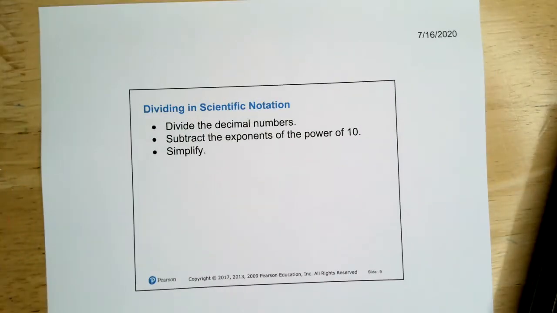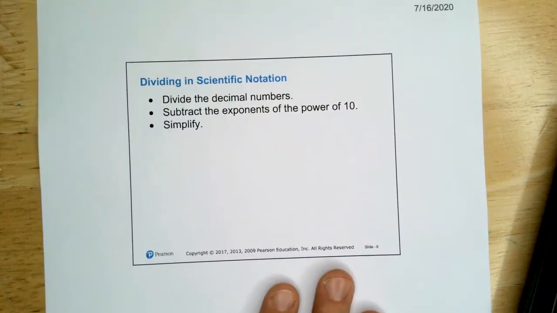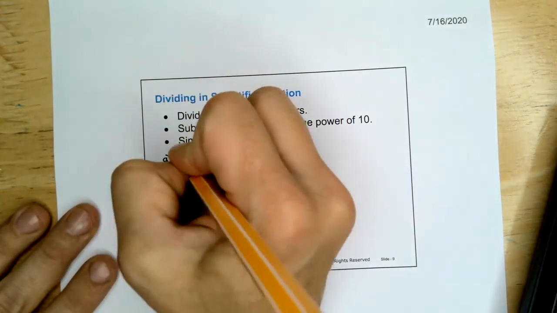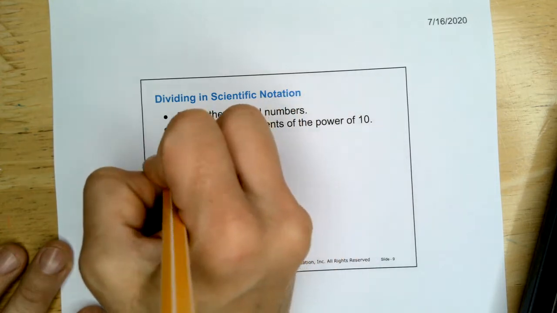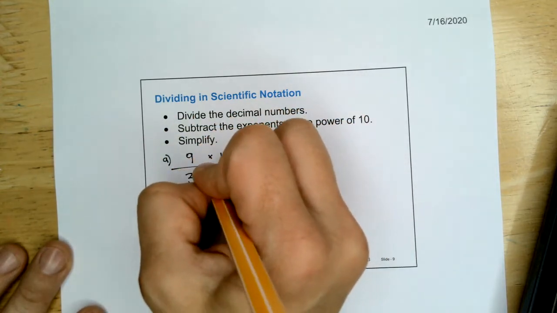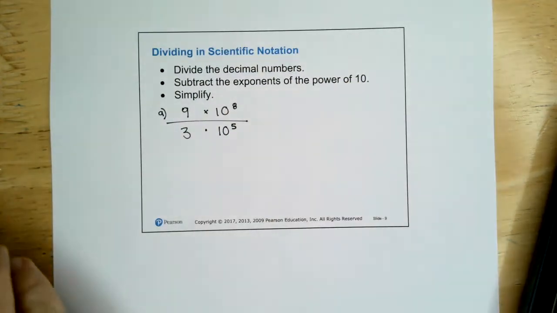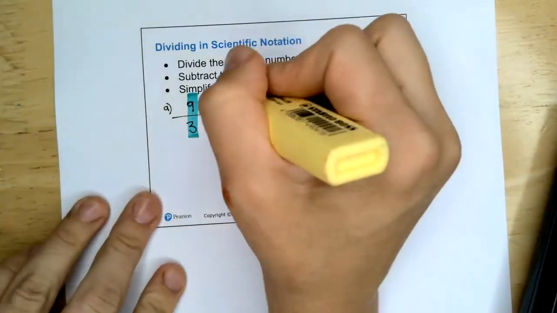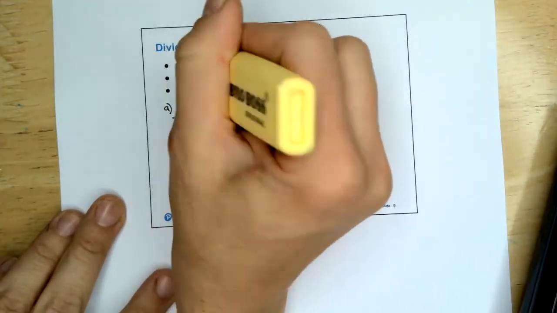Dividing in scientific notation, we're going to divide the decimal numbers, subtract the exponents, just like the exponent rule says. All right, so let's start. For my first example, we're going to do 9 times 10 to the 8th over 3 times 10 to the 5th. Good. So just look at your decimal. Just look at your exponent. You're going to divide the decimal, subtract the exponent.